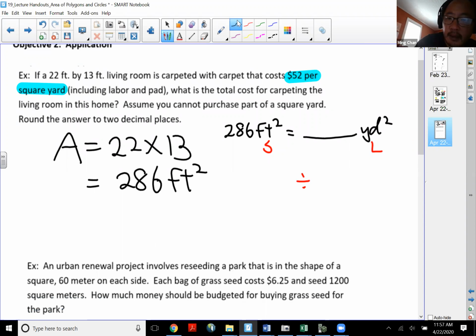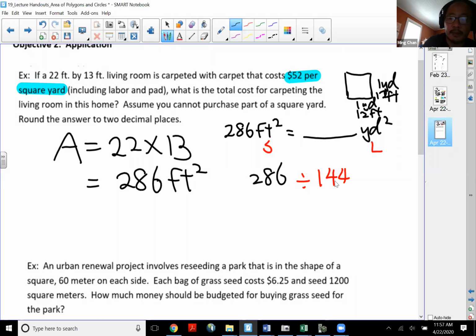Remember, we said that a square yard means you have a square that is 1 yard by 1 yard. And every yard is 12 feet. So a square yard is 144 square feet, right? 12 times 12, 144. And that's the number we divide by. So we take our 286 square feet divided by that. All right, so I'm going to put it right here, okay?